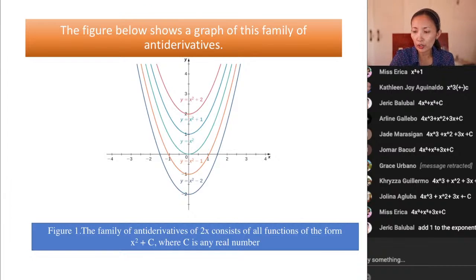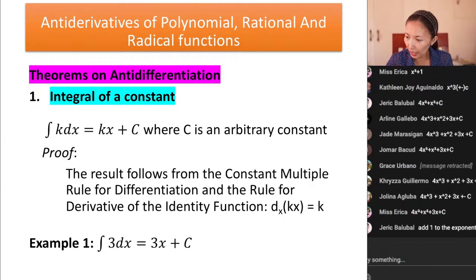Okay, so this figure shows the graph of the family of antiderivatives for the function 2x dx. So its antiderivative takes the form x squared plus c, where c is any real number. Now we proceed to the theorems because we don't have enough time.